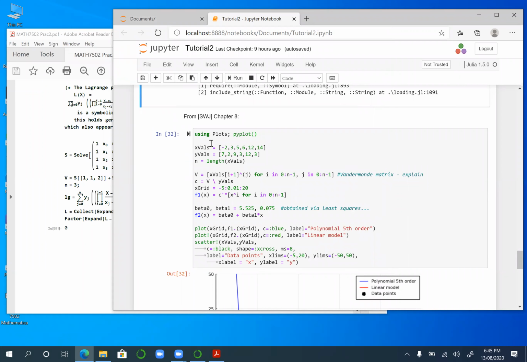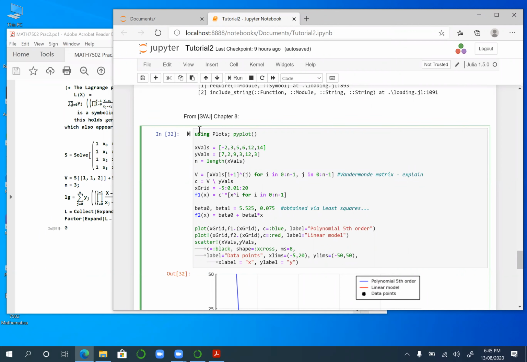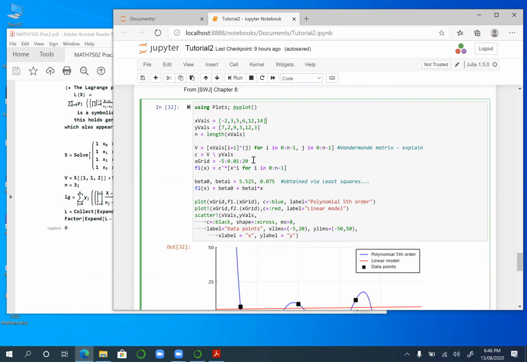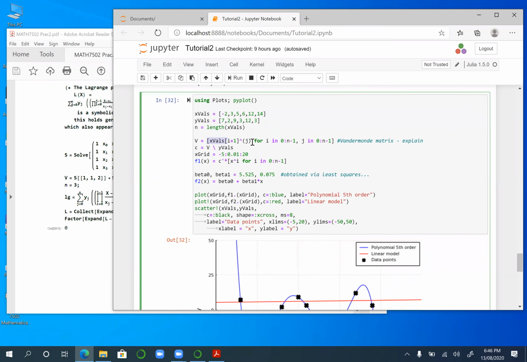Okay, so in Julia here, you've got all the x values and all the y values, and if you paired those together, you would have, for example, the point -2, 7, and so on. So you take the length, well, this is going to be 6. Next, what we're doing here is entering the Vandermonde matrix.